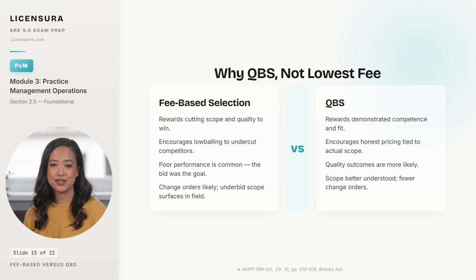QBS inverts the incentive. By taking fee off the table during the evaluation, the procurement rewards demonstrated competence and project fit. Firms with strong qualifications can price honestly against a defined scope rather than racing to the bottom against firms willing to misrepresent what they intend to deliver. Quality outcomes are more likely. Scope is better understood entering the project, and the change order volume during construction is lower because the consultant priced the work the architect actually needed, not a stripped-down version of it. When QBS gets overruled by procurement pressure to chase the lowest fee, the numbers from actual projects make the case.